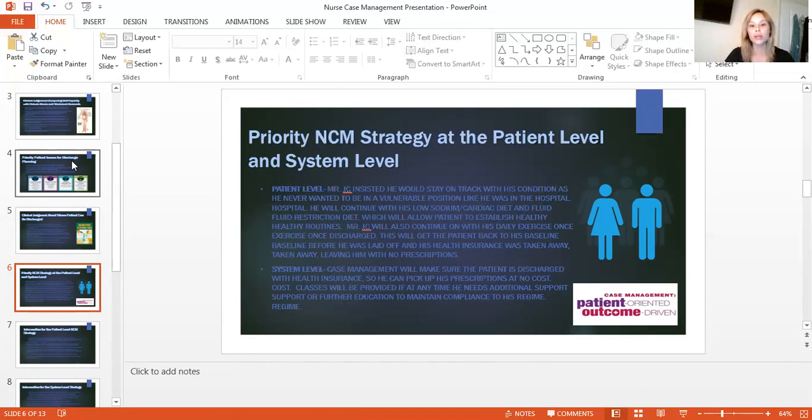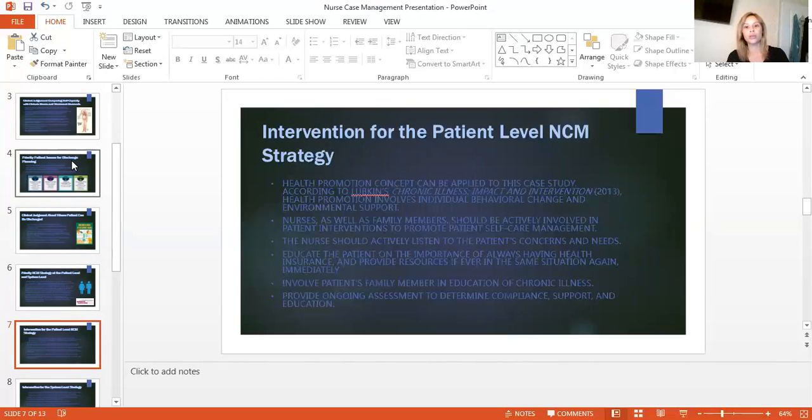This will get the patient back to his baseline before he was laid off and his health insurance was taken away, leaving him with no prescriptions. So at system level, the case management will make sure that the patient is discharged with health insurance so that he can pick up his prescriptions at no cost, and he won't have to worry about paying for them. Classes will also be provided if he feels at any time he needs additional support or further education to maintain his compliance to his regimen.